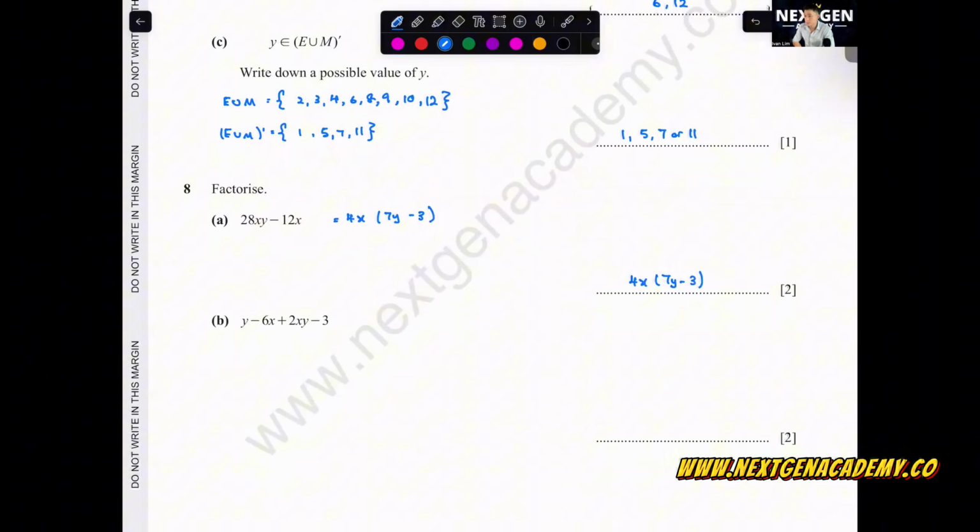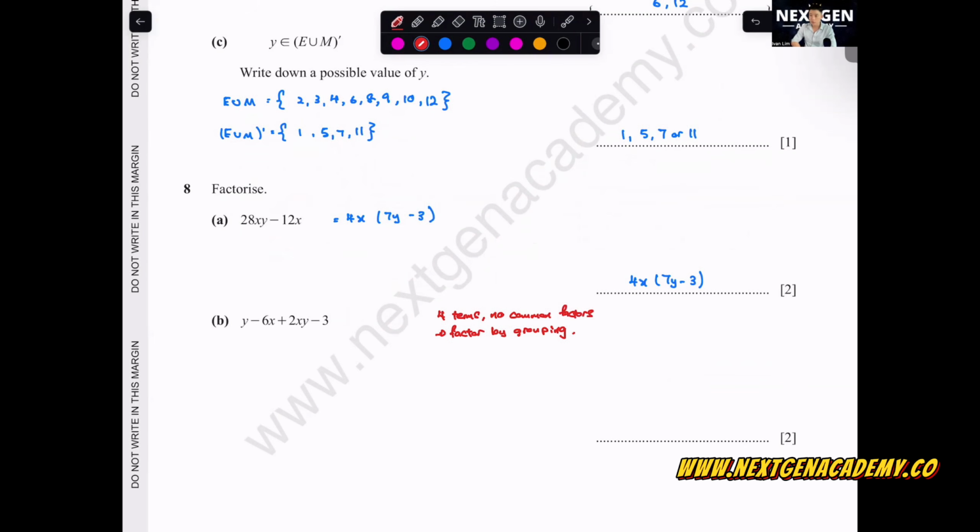Okay, y minus 6x plus 2xy minus 3. What method do we use for this factorizing? We have 4 terms, no common factors. So I want you to recognize this one: 4 terms, no common factors. This method, we call it factor by grouping. You're going to group it in pairs, then you're going to factorize it. But we look at the values here, can we factorize? y minus 6x, do y and 6x got anything common? 2xy minus 3, got anything common?